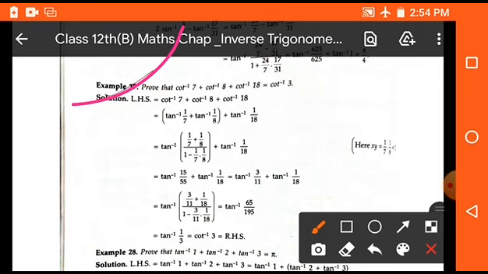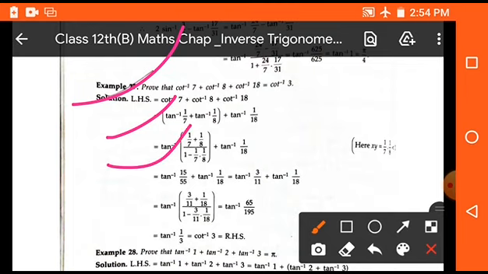Students, next problem is prove that cot inverse 7 plus cot inverse 8 plus cot inverse 18 is equal to cot inverse 3. This is the most important problem, and it is asked in the board examination. So we can convert cot inverse into tan inverse, like cot inverse 7 will be equal to tan inverse 1 by 7, cot inverse 8 will be equal to tan inverse 1 upon 8, and cot inverse 18 will be equal to tan inverse 1 upon 18.